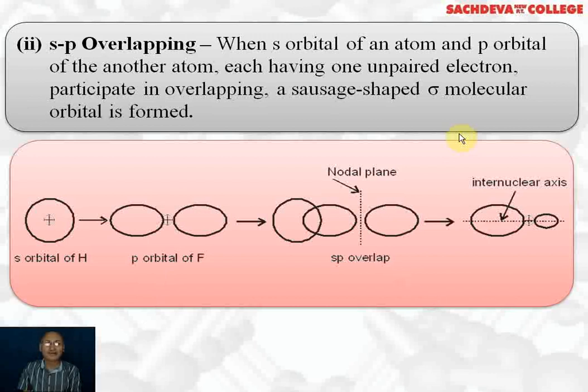and it forms sp overlapping. There is nodal plane. Nodal plane means plane along which probability of finding electron is 0. This is called nodal plane. And this bond is also formed along internuclear axis. That is why this bond is called sigma bond.